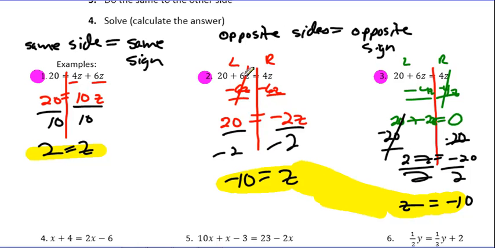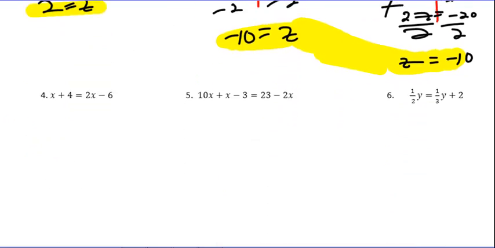If you move the bigger one, notice 6 is bigger than 4. When you move the bigger one, what happens is you end up with a negative variable. If you look over here, if you move the smaller one, you'll end up with a positive variable. And that usually helps avoid a sign mistake. Alright, 3 more examples to go.